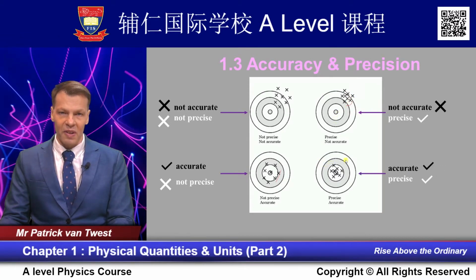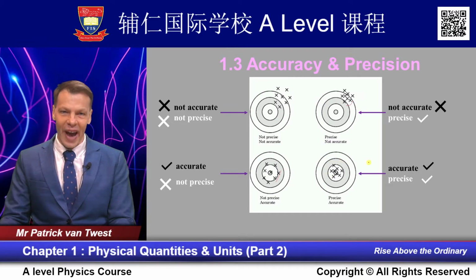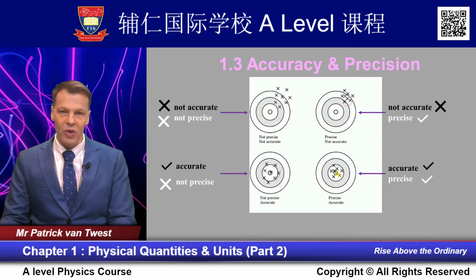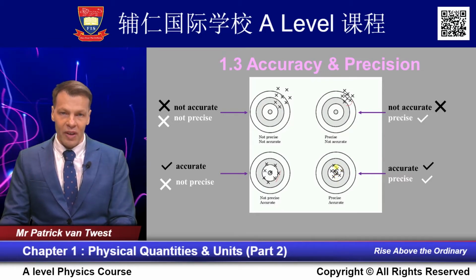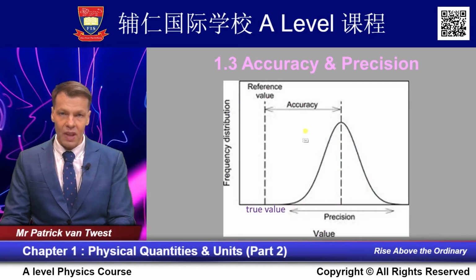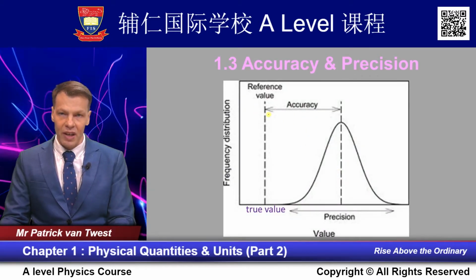Whereas this one, this would be the one I'd want. I'd want accurate and I'd want precise. So all the measurements are close to the true value and they're also very close together. That's what we're aiming for as scientists. Another way we can represent that is with this sort of chart.